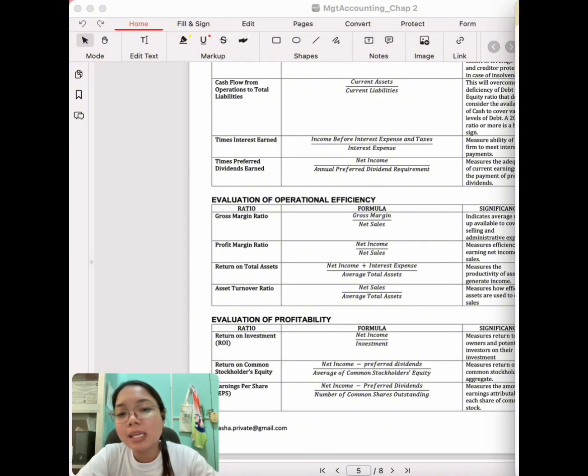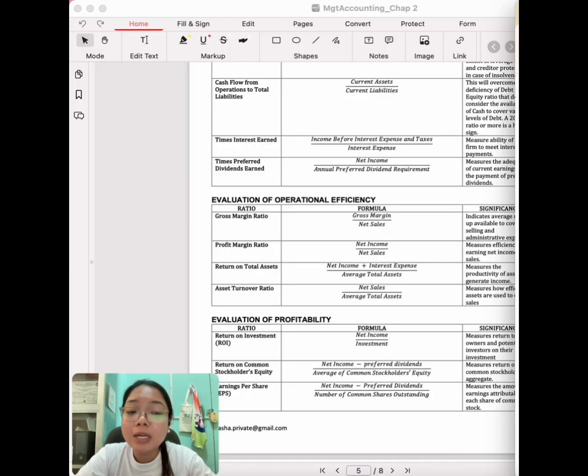Okay? Next is profit margin ratio. Ang formula natin dyan, net income divided by net sales. So, ang profit margin ratio, it measures the efficiency of earning net income from sales. So, for example, yung net income ng company is 100,000 pesos.